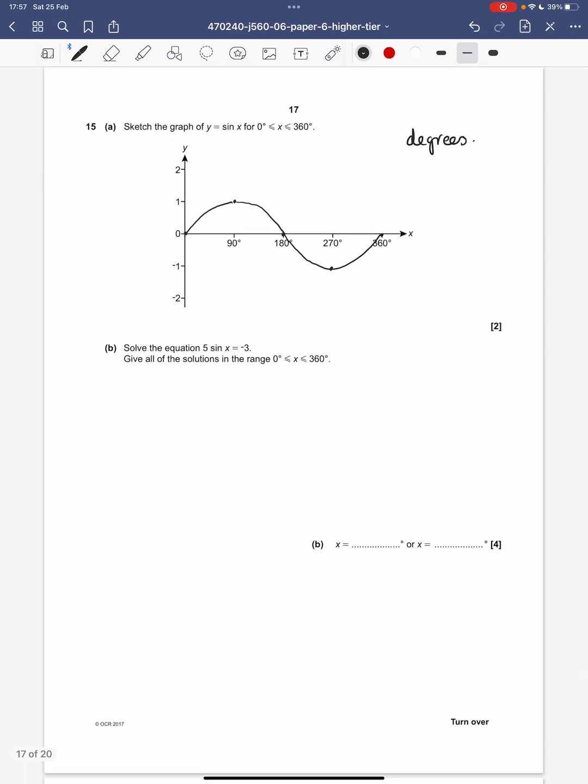Solve the equation 5 sine x is minus 3 in the range 0 to 360. So we're going to have sine x, divide both sides by 5. So x is sine inverse of minus 0.6. Shift sine inverse, my calculator is in degrees, minus 0.6, and it's minus 36.9 degrees. Right, so it's given me a number, minus 36.9, and I don't want negatives, I want positives, because this needs to be between 0 and 360.